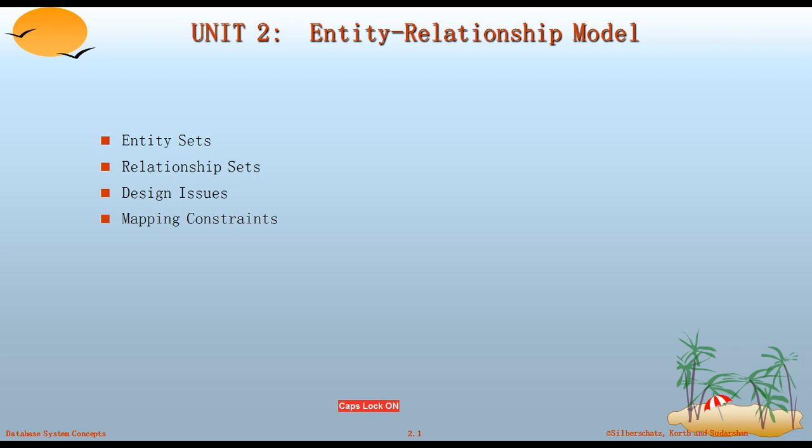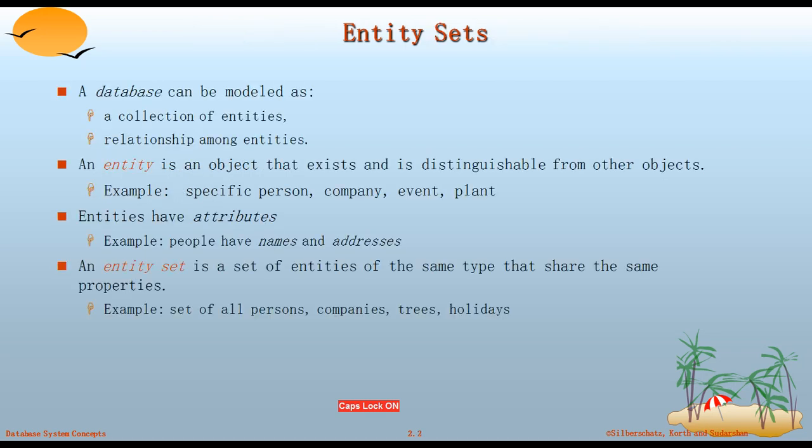In this video, we are going to see Unit 2 from RDBMS, the Entity Relationship Model. In this part, we are going to see entity sets, relationship sets, design issues, and mapping constraints. First, what is meant by entity sets?